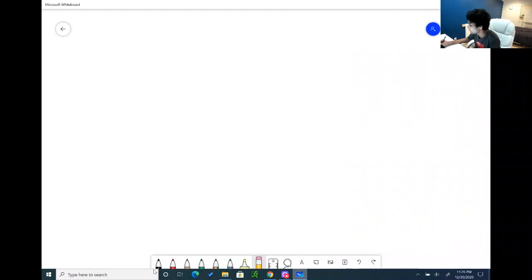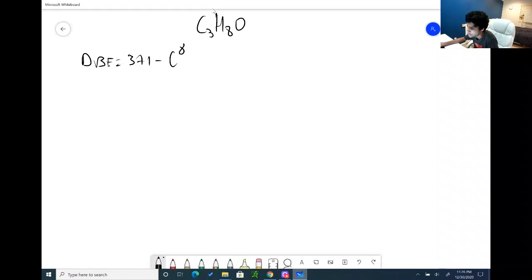Clear canvas. Let's step it up a notch. Let's try to find one with more atoms. So let's try to find isomers of this compound, C3H8O. Let's calculate the double bond equivalency. So DBE equals 3 plus 1 minus 8 over 2. That gives you 0. So there are no double bonds or rings in them.